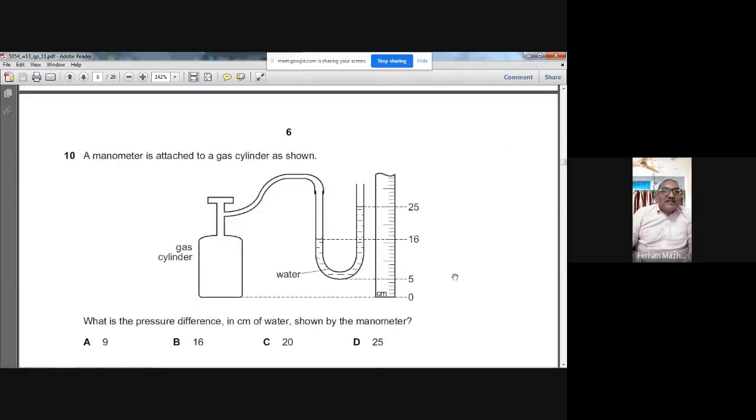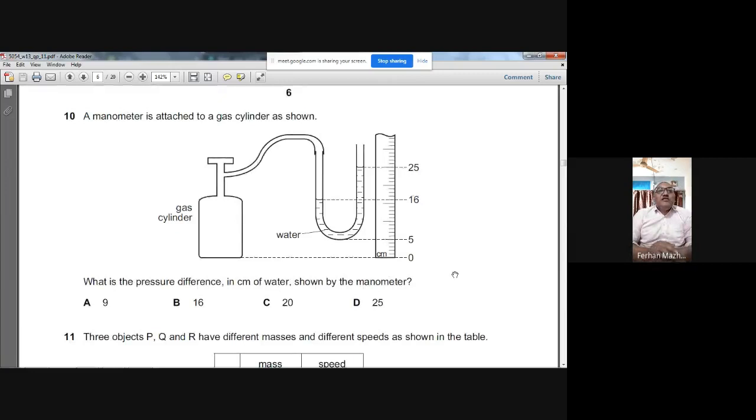So question number 10. A manometer is attached to a gas cylinder as shown. What is the pressure difference in centimeter of water shown by the manometer? Okay, you see here the manometer will tell you the pressure difference between a gas cylinder and the atmosphere. And this is how you read it.